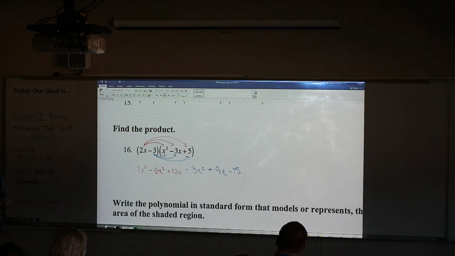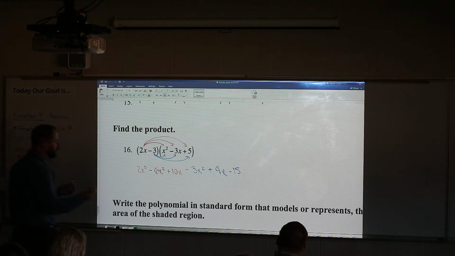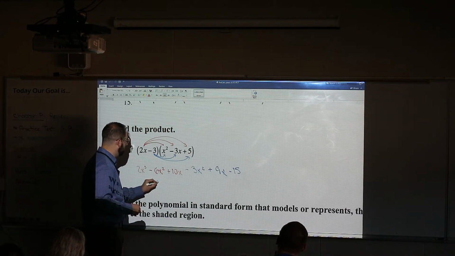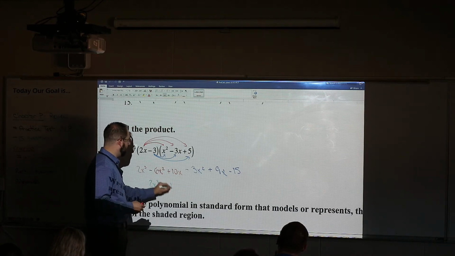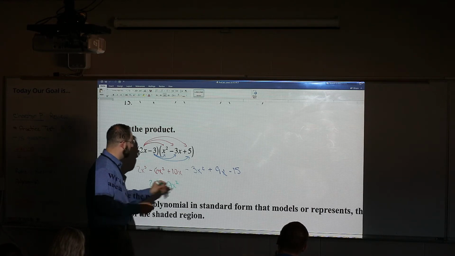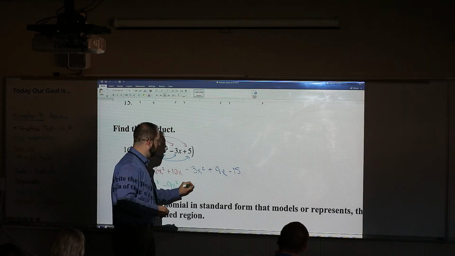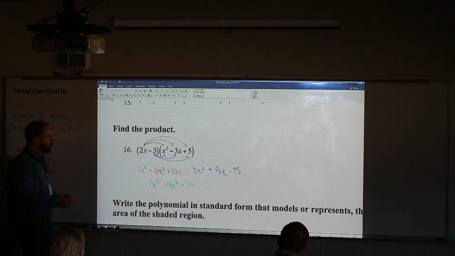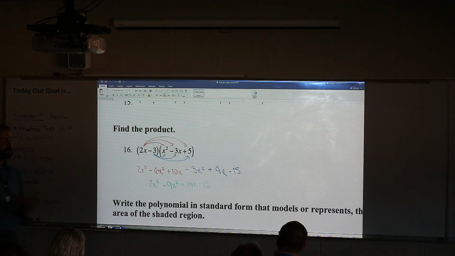And now we can add like terms. Now we don't have to tell me degree or anything like that, but I can add like terms. I only have the 2x cubed. Let's see what else. X squares, I have negative 9x squares. 19x's and a negative 15. Okay, questions, comments about number 16? Okay, 16 should be mentally preparing you for how you do 17 and 18.